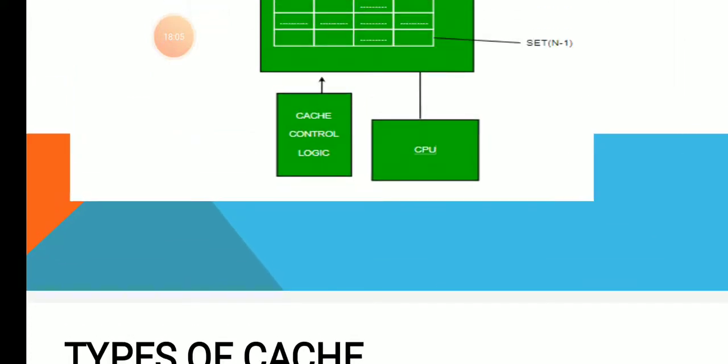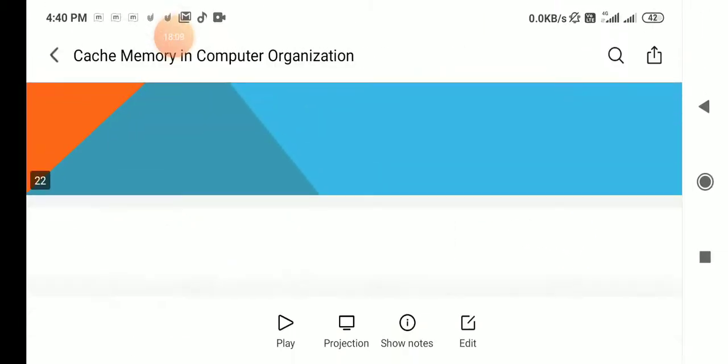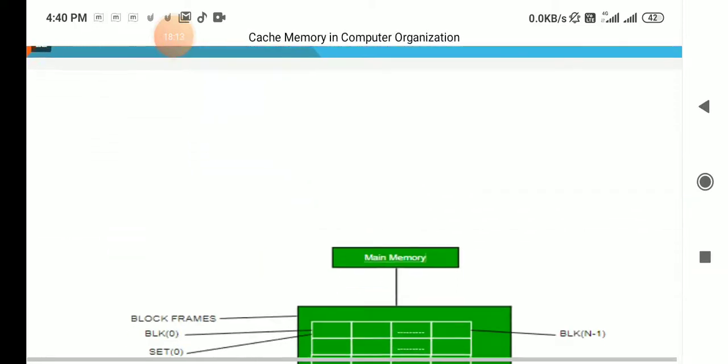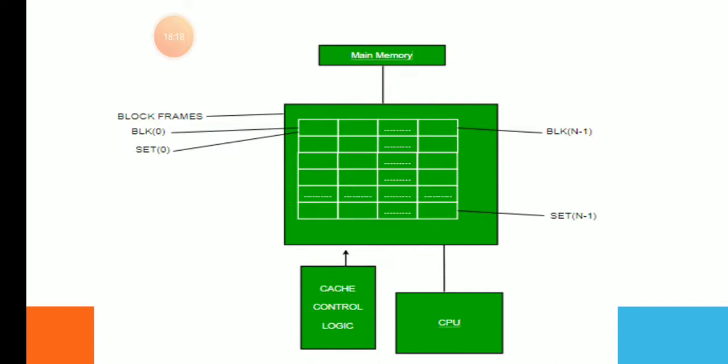You know how to represent direct mapping, associative mapping and set associative mapping. This is the diagrammatic representation of set associative mapping. Through a diagram you can easily understand. So here, block frames, block 0 goes to set 0. So a specific set is there in set associative mapping.